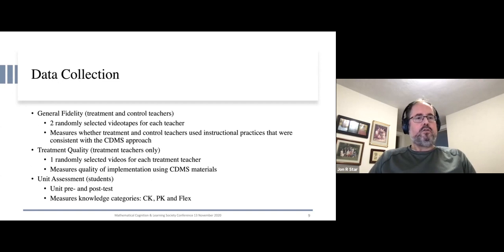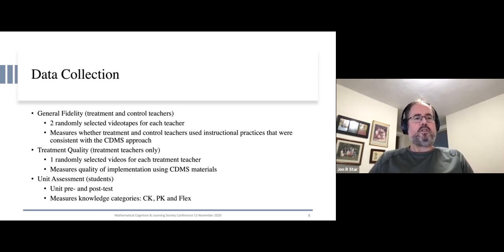We did 2 sorts of analyses on the videos. So we did what we call a general fidelity analysis of the videos, where we looked at 2 videos for each teacher in the treatment and the control, and we measured whether they were using instructional practices that were consistent with the CDMS approach. We would have expected the treatment teachers to do so because they engaged in the professional development, and we would have expected the control teachers not to do so, but we measured this to see.